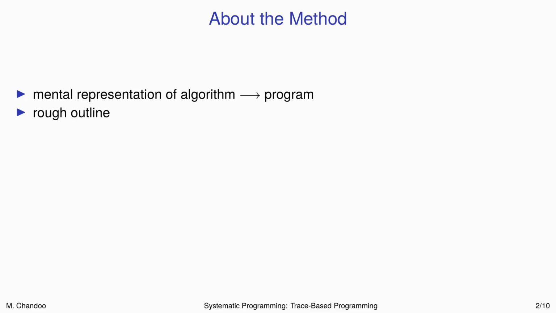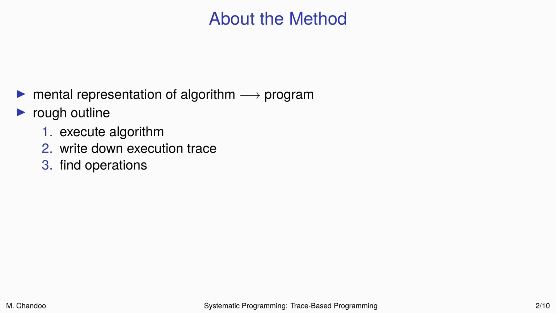The method roughly proceeds as follows. First, you execute the algorithm for an input. Next, this execution is converted into a trace table. In the third step, the rows of the trace table are generalized to obtain the operations of the program. In step 4, the control flow is mechanically derived from the trace tables. And in the final step, decision trees which govern the control flow must be found.